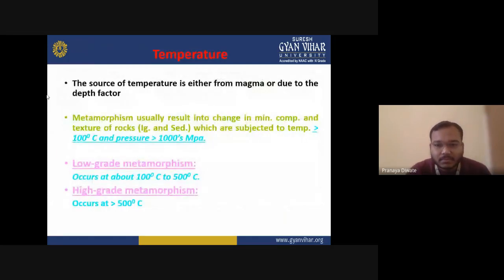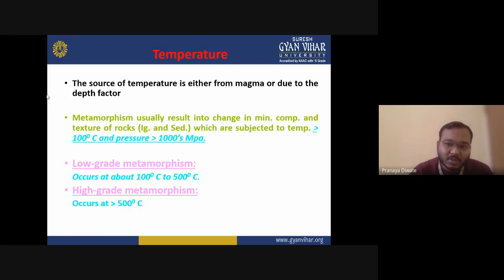So the first component is temperature, equally important, and the source of the temperature. What do we mean by temperature? Heat that is formed or originated. The source of temperature is either from magma or due to the depth factor.